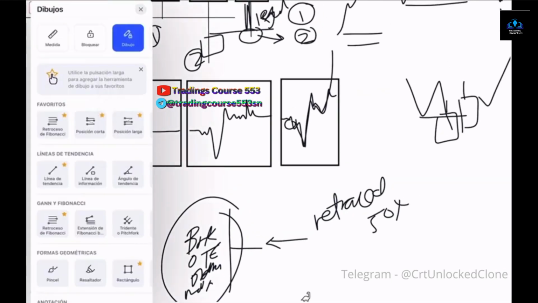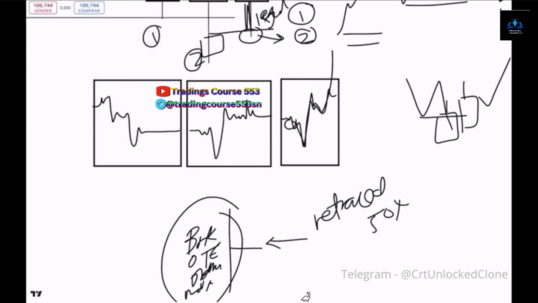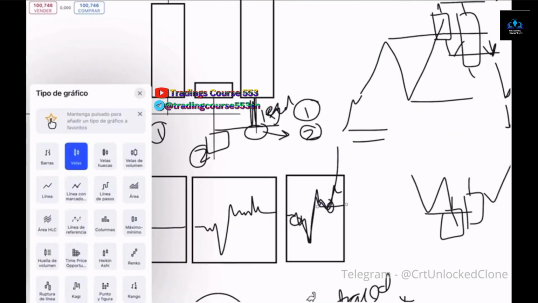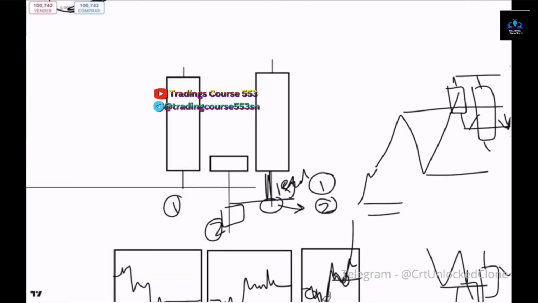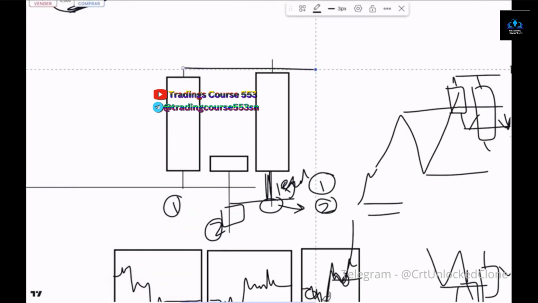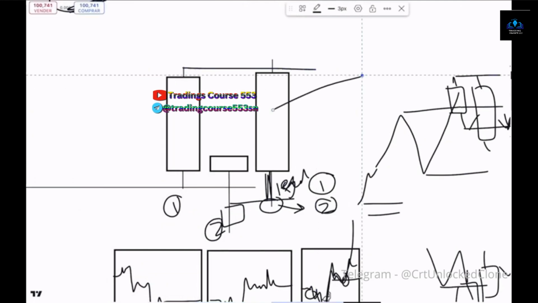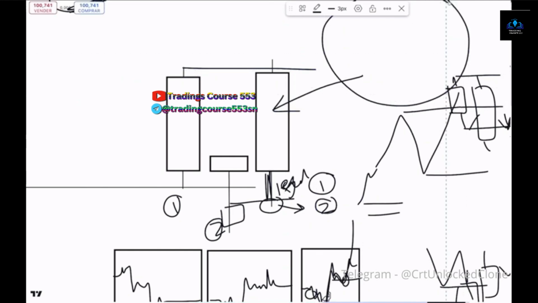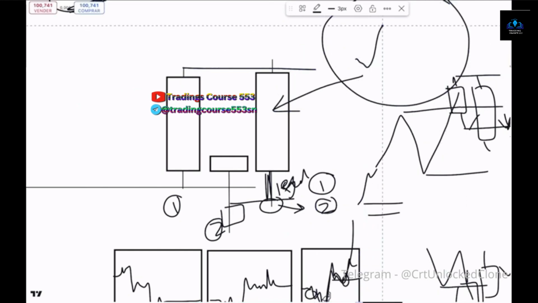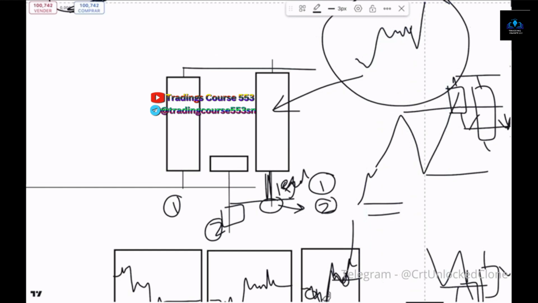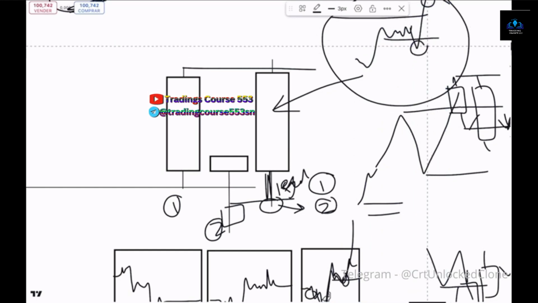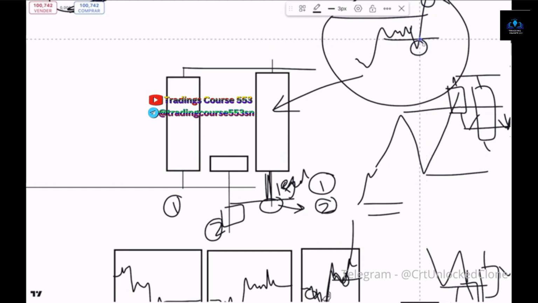And of course, the final one is my favorite, the kiss of the turtle soup before the target. Right? So before this high is hit, there's always going to be in this candle, right? If you zoom in this candle, there's going to be one final turtle soup, and the target is met. Right? This is the easiest. This is like taking candy from a baby. Right?